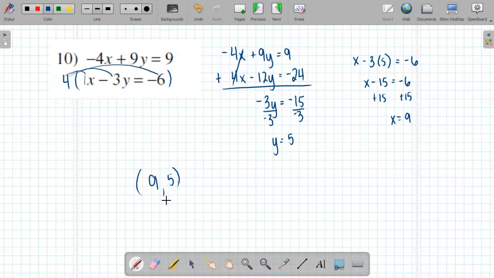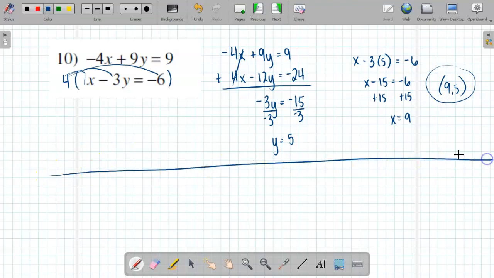Actually, I'm going to write this over here. Now, this is not the only way you can do the problem. You don't have to do this problem twice, but I'm going to show you another way. So I started off with negative 4x plus 9y equals 9, and x minus 3y equals negative 6. In this case, what I could have done instead is multiply this bottom equation by 3. Because if I do that and distribute my 3 to everything, look what happens.